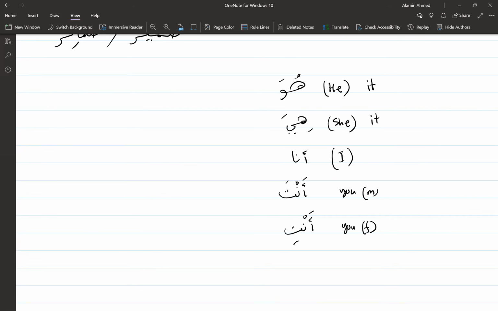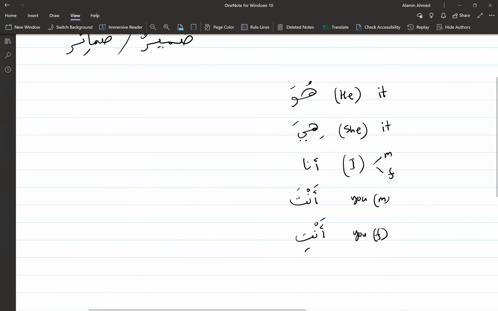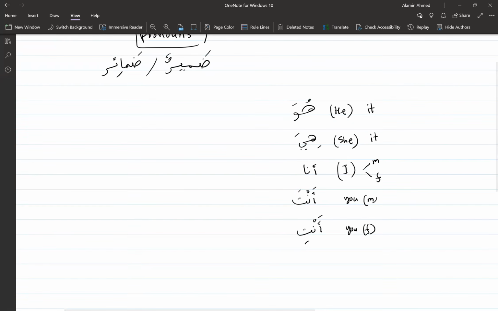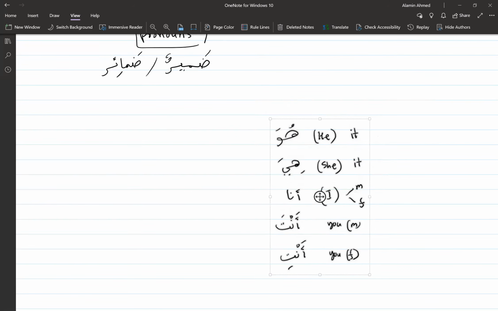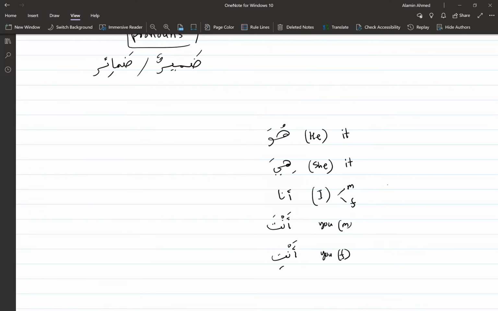Ana we use for both masculine and feminine, right? And anta is very specific for you masculine. And anti is very specific for you feminine. Okay? Inshallah, we understand them and we have to memorize these things. So these are your singular pronouns.